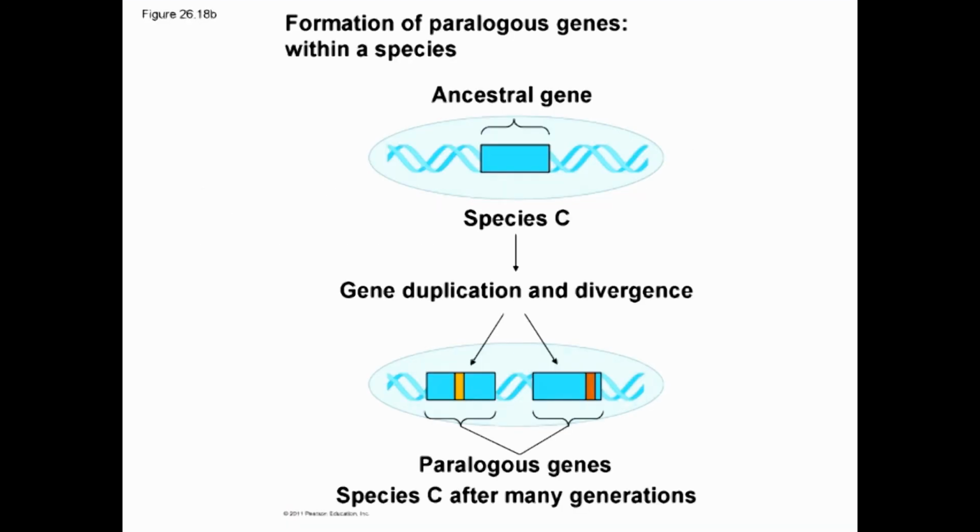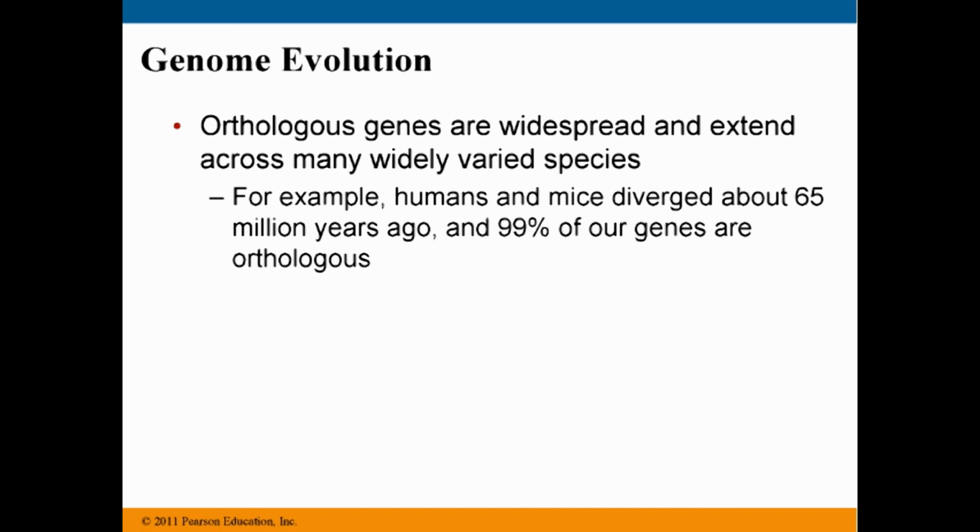And this shows the formation of a paralogous gene within a species. Okay, so there's our ancestral gene. Here we get the formation of a duplication, and then divergence can occur possibly by an insertion after that gene duplication event. Orthologous genes are widespread, and they extend across widely varied species.